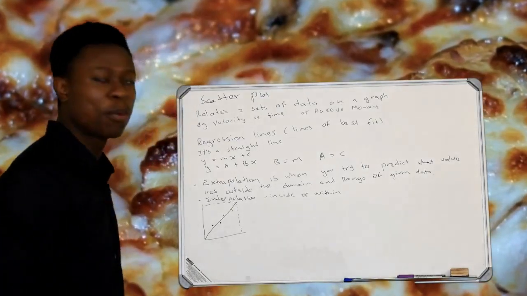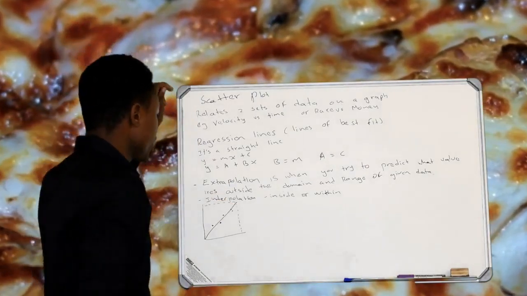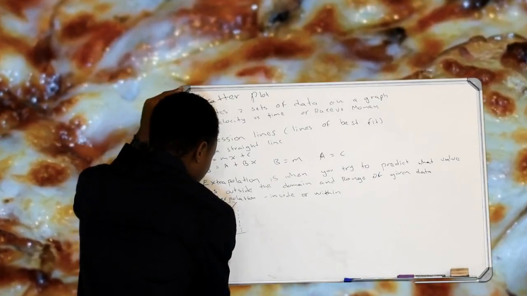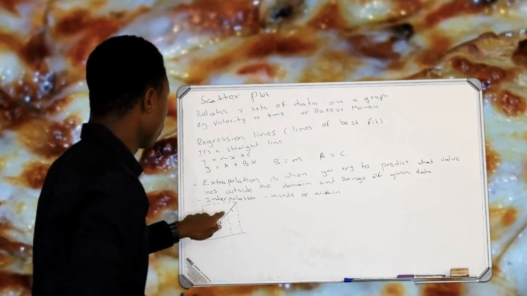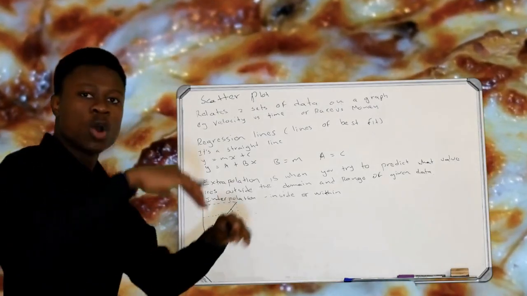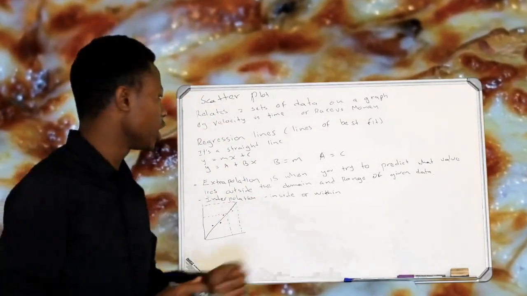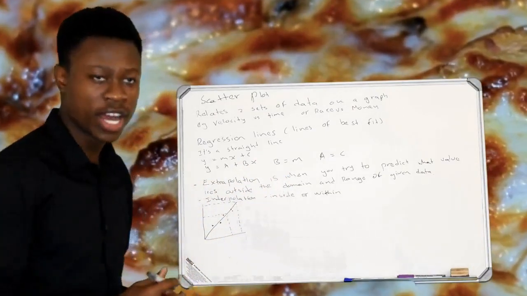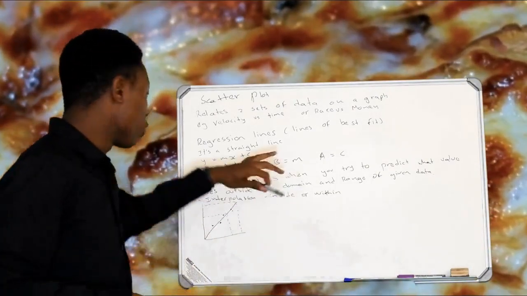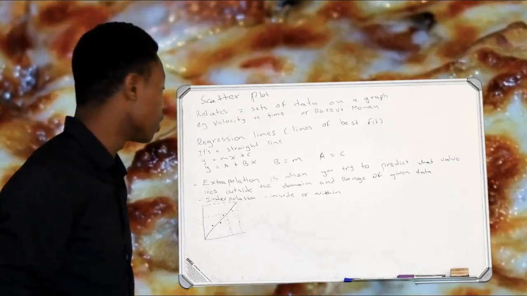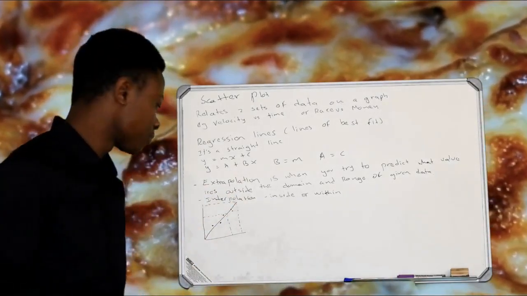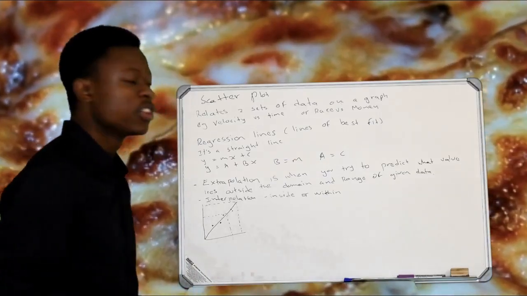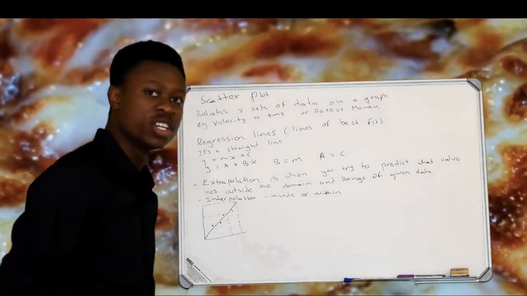So what does interpolation mean? Interpolation is what points lie within your data, because this could have been here, it could have been here, it could have been here, as long as it's within the data that you are given, right? It lies within your domain and range of the data that you were given, right? So that's basically it on extrapolation and interpolation, right? So now we'll be doing the correlation coefficient.